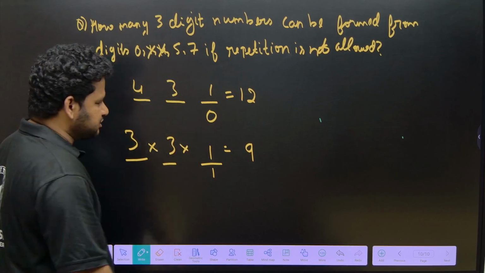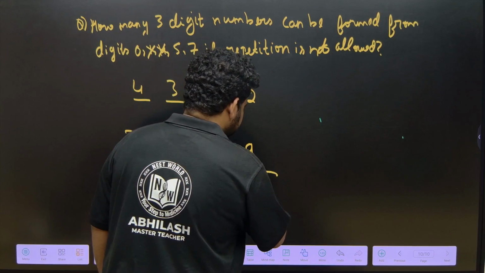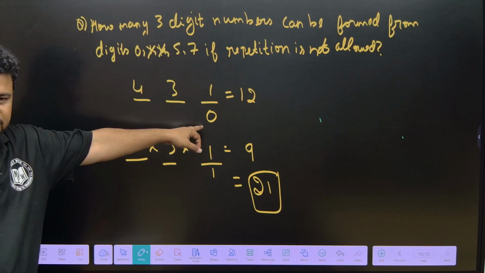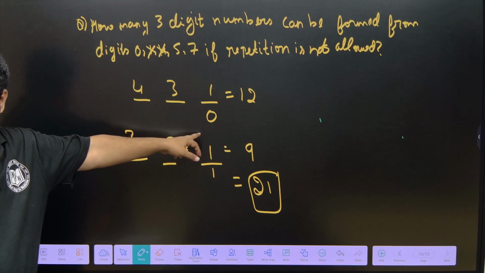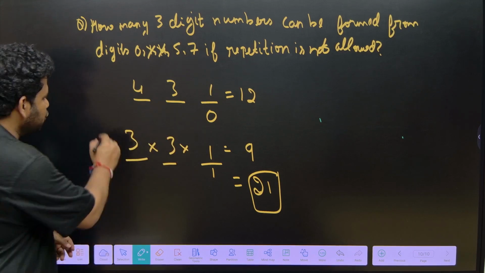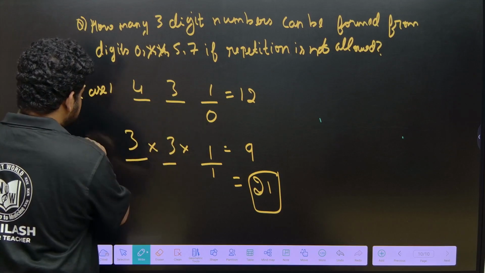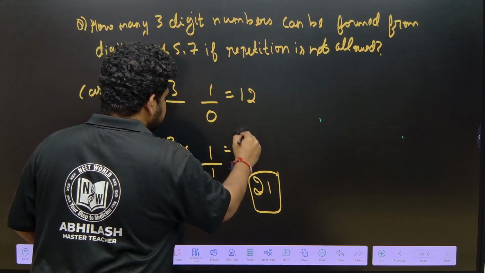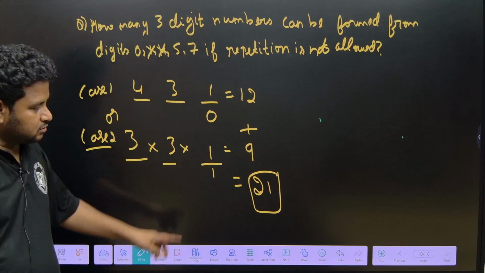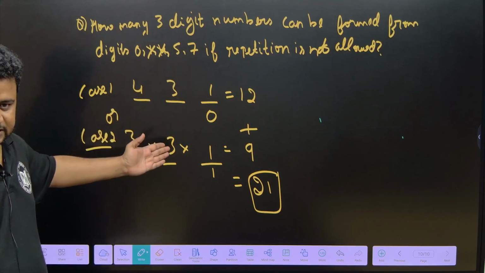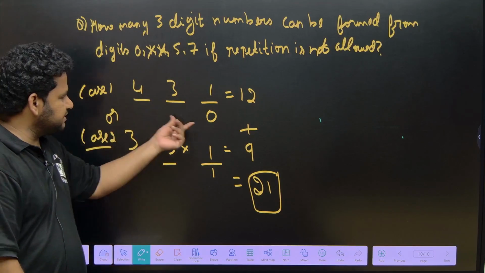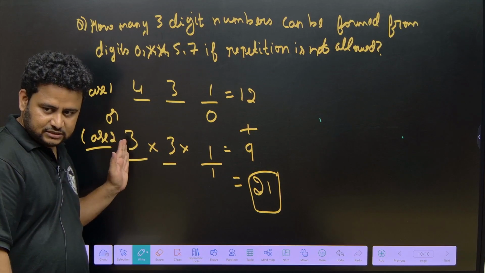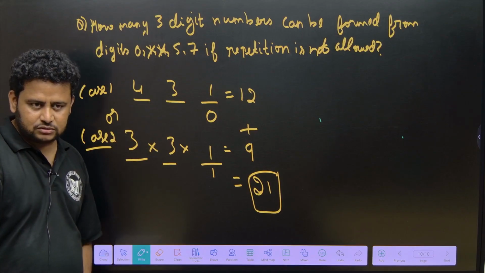So 12 plus 9, the answer is 21. But in the above case, it is not starting with 0, because I have already fixed 0 at the end. That's why I have taken two cases. Case 1, it is ending with 0. Case 2, it is not ending with 0. That's why 12 plus 9. Understood? Whenever 0 is coming, take it as a separate case. Here it is ending with 0, so don't worry about this. Here it is not ending with 0, so I should take care about the first digit here. Clear? Got it? Understood?